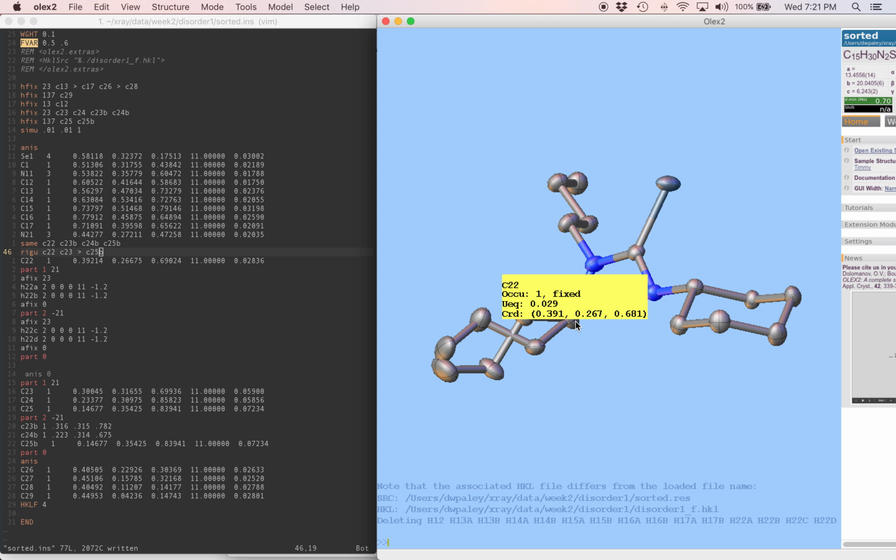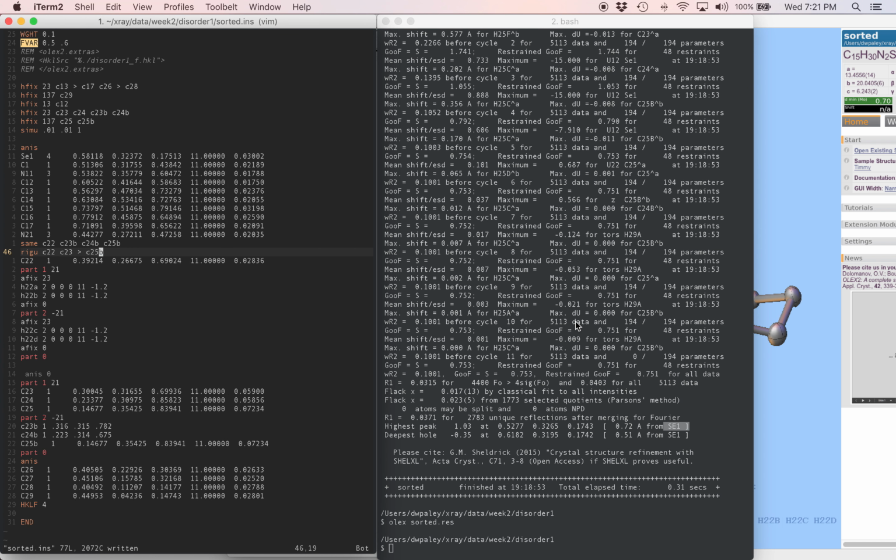The combination of those two things is making me think maybe, as a matter of fact, we should split carbon-22 in two parts. That's going to be easy to do. We just have to make sure that we fix up our restraints appropriately after we do that.